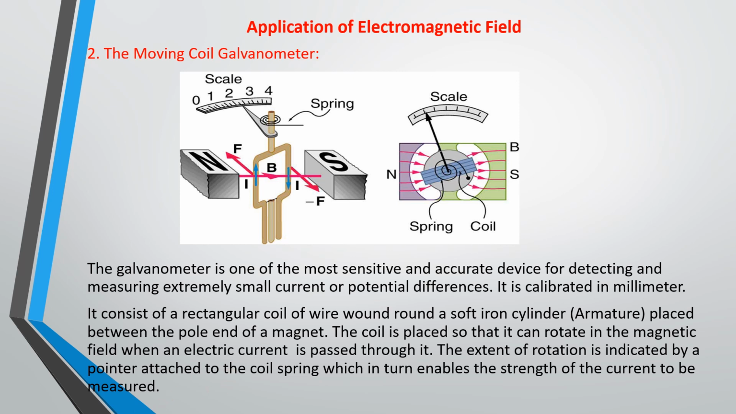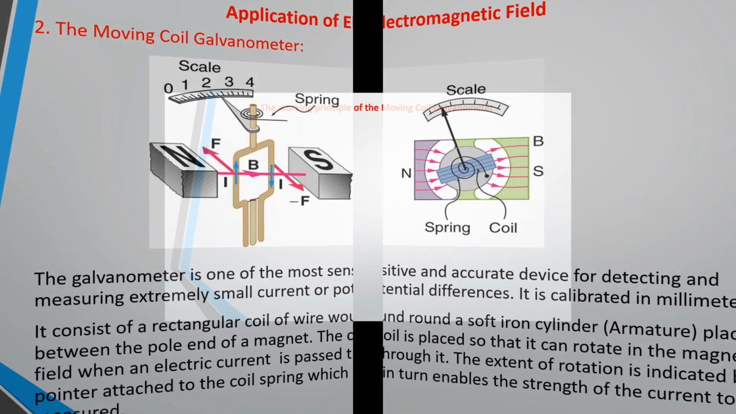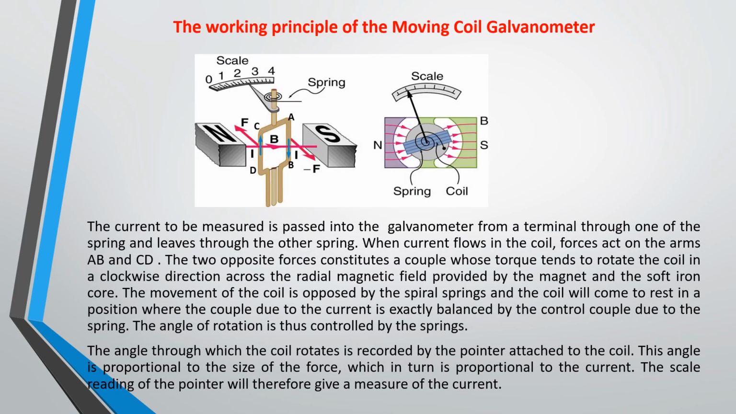So what is the working principle of the galvanometer? As we discussed for the electric motor, they are almost the same thing. The current to be measured is passed through the galvanometer from a terminal through one of the springs and leaves through the other spring. So the current comes in and goes out like that.